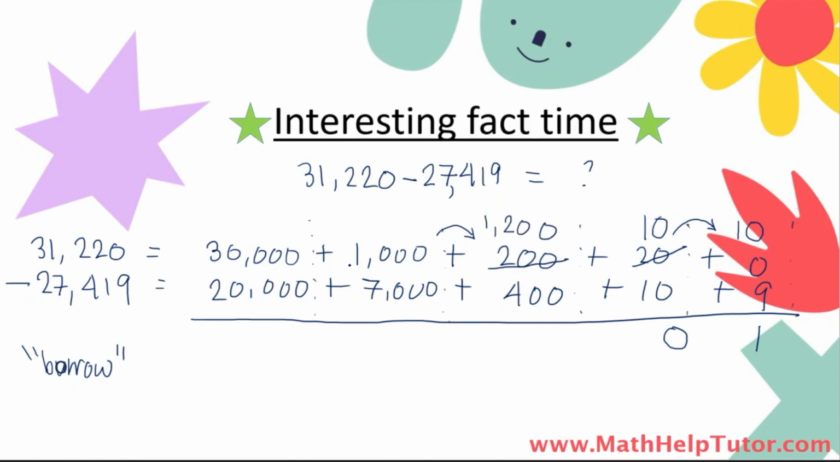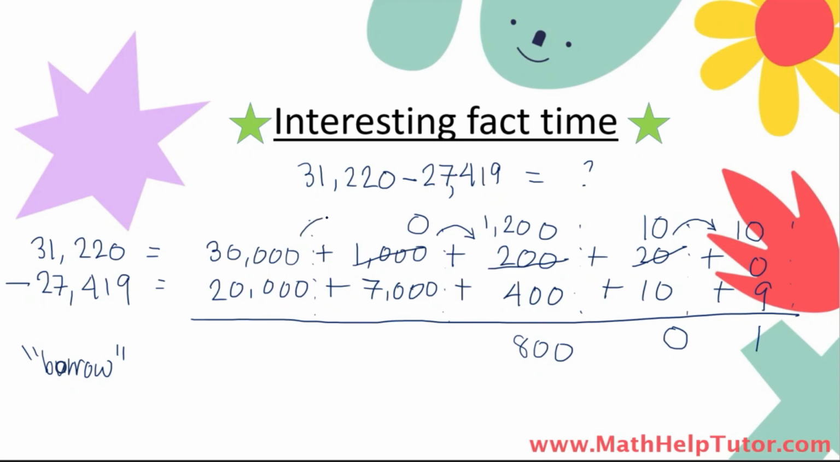And our 1,000, since we gave it to the hundreds place, is going to be no more because we took away 1,000 and gave it to the hundreds place. Now, it's possible to do subtraction. So 1,200 minus 400 is 800. Now, moving on to the thousands place, we have 0 minus 7,000, which is not possible because we cannot subtract anything from 0. Right?